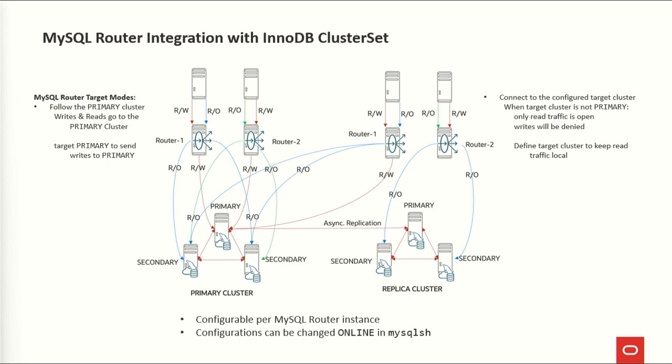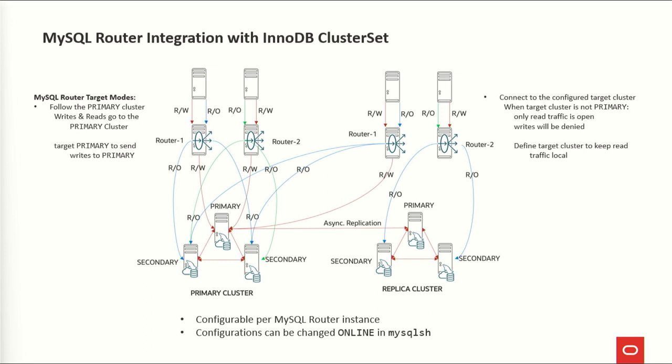Okay, this is the integration of MySQL routers to InnoDB cluster set. So we have our primary cluster over here on the left and replica cluster on the right. So routers, okay, read-write traffic will always go to the primary node of the primary cluster, no matter where the router is running within the wide area network. Let's say routers running on the secondary data centers, read-write traffic is always going to the read-write node, the primary node of the primary cluster, and so on. While read-only will always go to the primary cluster. So the default is always the primary cluster.